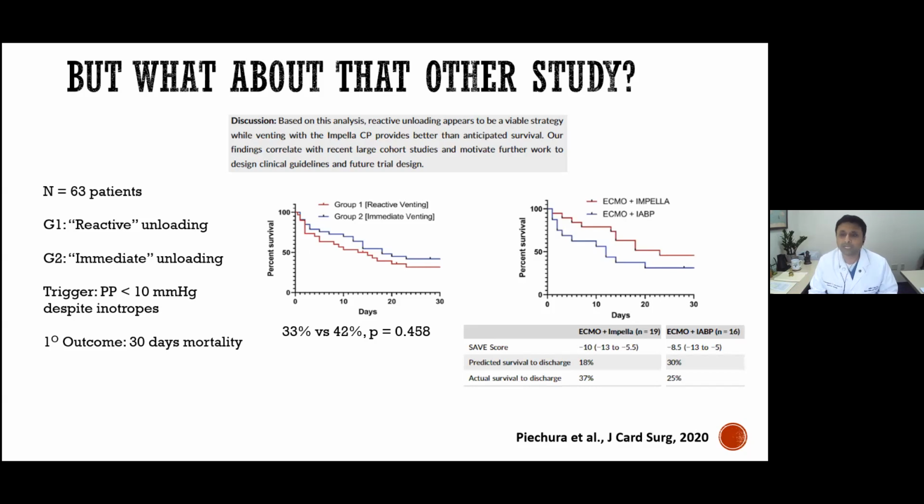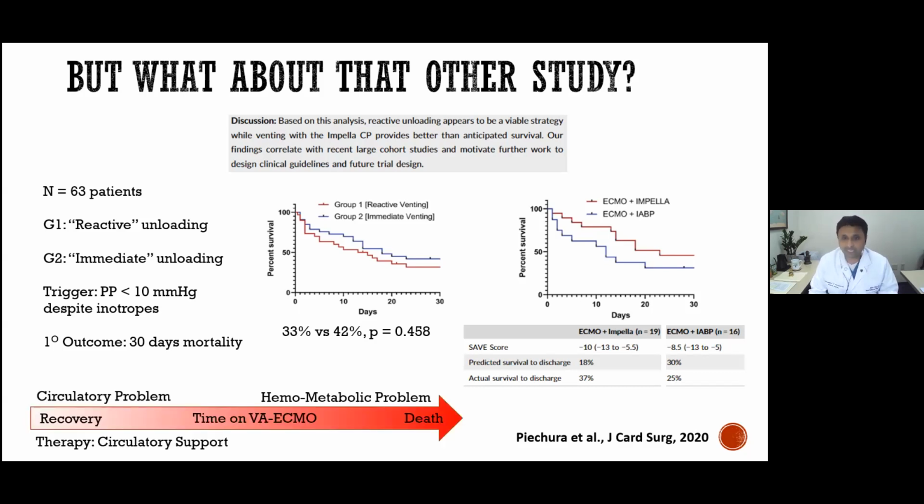Furthermore, when you look at the data based on what strategy of LV venting was used, Impella versus balloon pump, look at how it changes the predicted survival to discharge. So your predicted survival in the Impella group, although a very small sample size, based on the baseline SAVE score is 18%. That goes up to 37% after the Impella goes in.